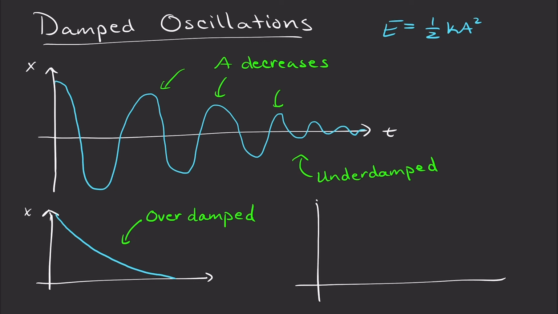And then you kind of have a Goldilocks zone where an object comes back to equilibrium as soon as possible, but it does it without oscillating. Okay, so if you had any less damping, it would oscillate. And this is called critically damped. So critically damped oscillator.